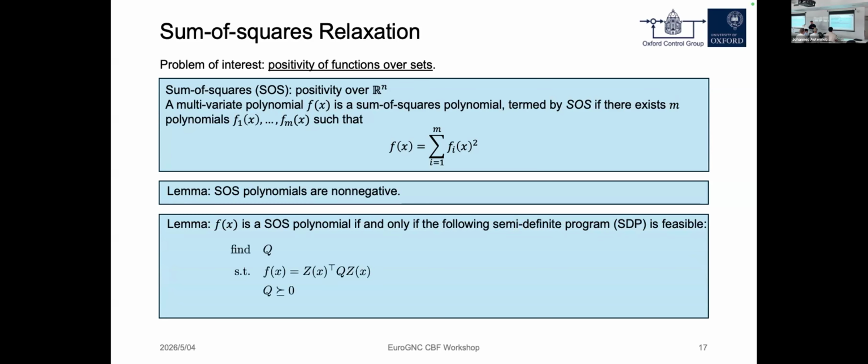This can be done with a very simple semi-definite program. I give you a polynomial, and if it can be written in the form v of x, a vector, transpose times Q times v of x, where Q is a positive semi-definite matrix, then it is in squared form, so clearly f is non-negative. If f can be written in this form, it's an SOS polynomial, which means it is non-negative. So checking whether a polynomial is SOS can be done in polynomial time. It's very simple.